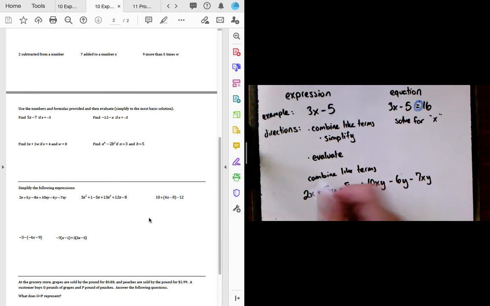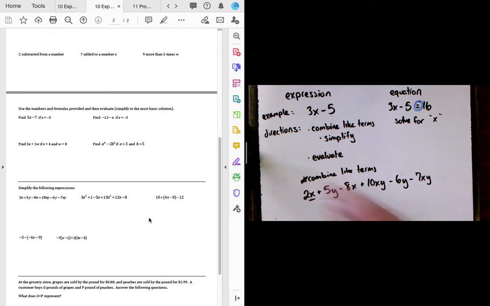Our goal for this problem will be to combine like terms. And when we do that, we want to identify how many different types of terms we have in here. It looks like in this problem we have 3 different types of terms. Now, how do we determine what's a type of term? We look at the unknown part. We look at the variable.